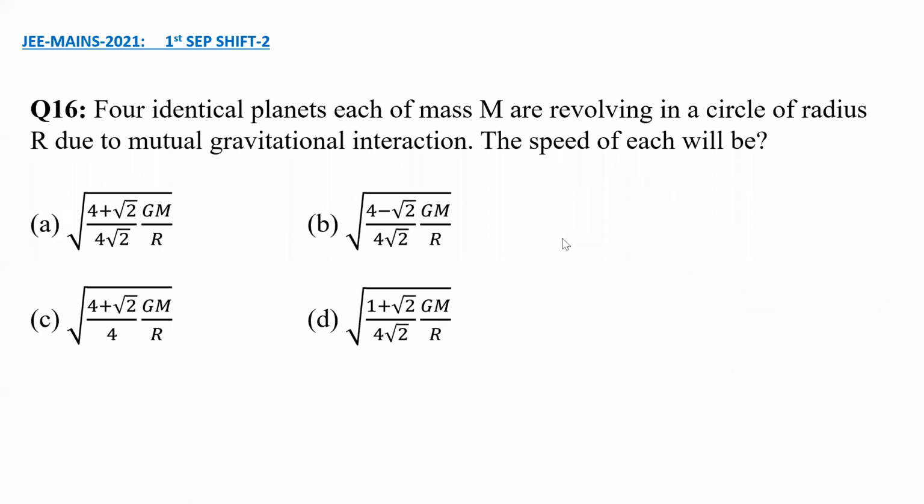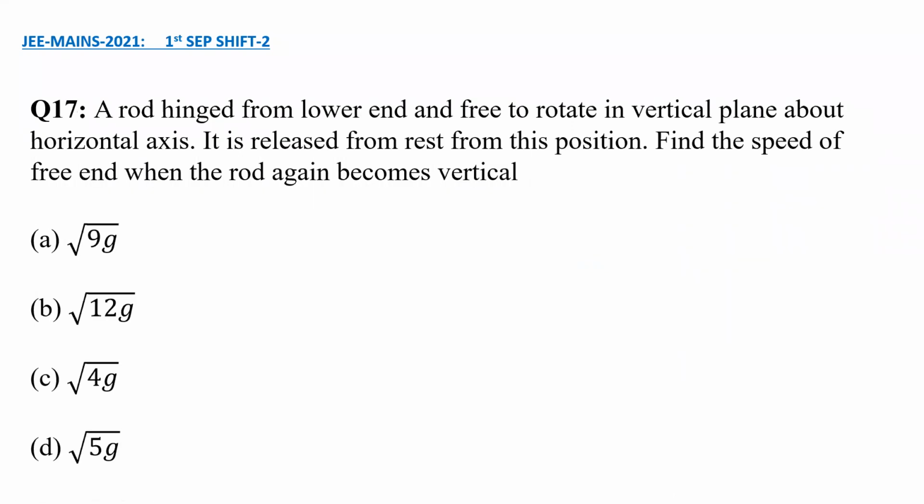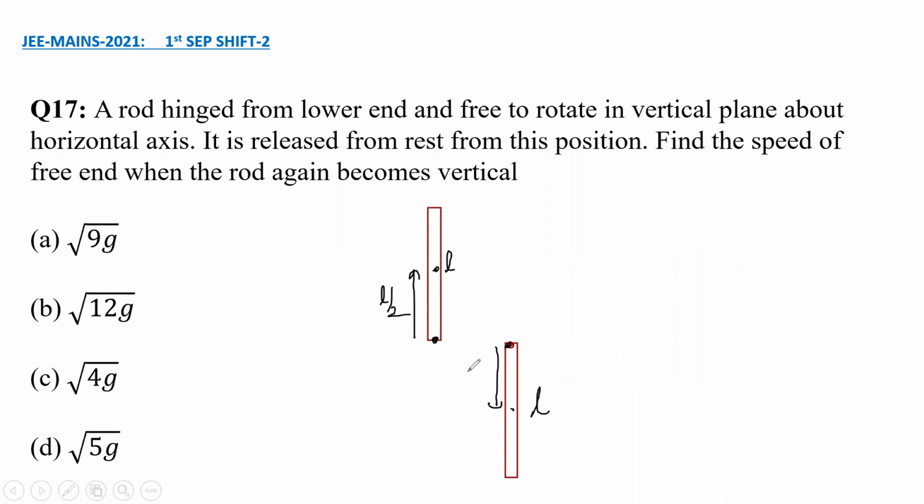Let us proceed. A rod hinged at the lower end is free to rotate, and the rod is initially given like this, and it is hinged at the lower end, and it is released from the position. When it again becomes vertical, it will be at the lower position like this. I hope you are clear with this. Now, it is clear that if the rod has length L, initially the center of mass is above by L by 2 distance. Finally, it is below the hinge by L by 2 distance.